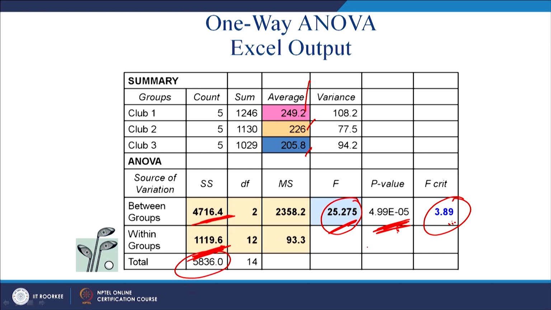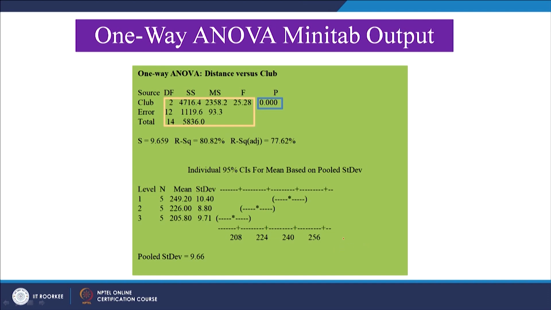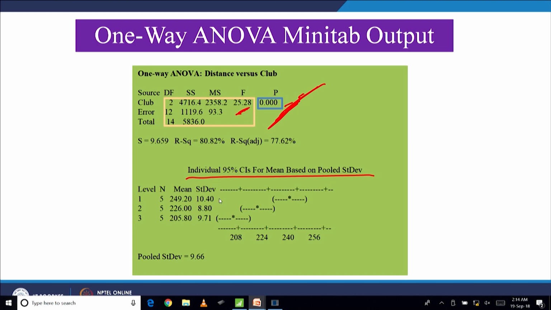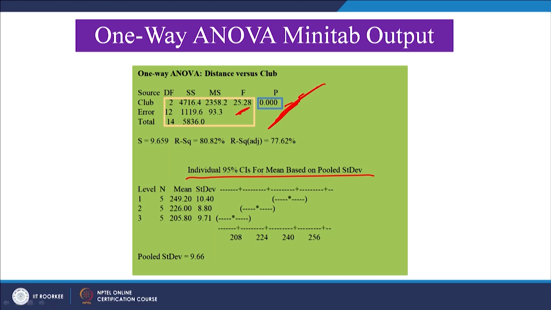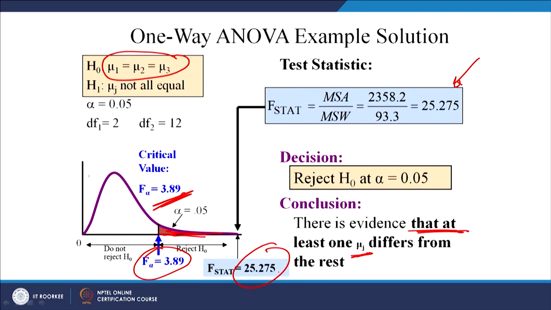This is the output from Minitab. You will get the same answer, right. P is almost 0, F is 25.28. It is not almost 0, it is 0, right. So, these are other values. You will also get the mean and standard deviation of all these groups, and the individual 95% confidence interval for the mean based on pooled standard deviation, right, for all these 3 groups, and this pooled standard deviation. So, let us solve this question using Minitab.